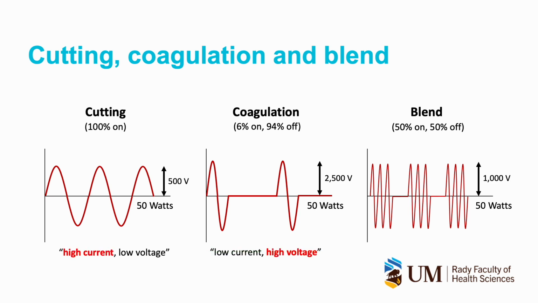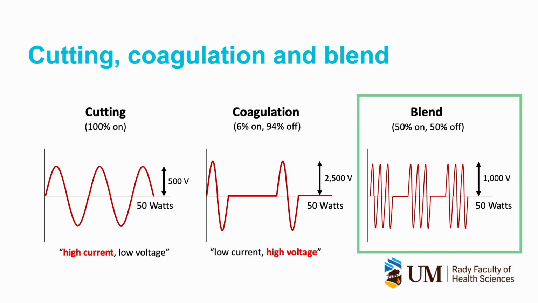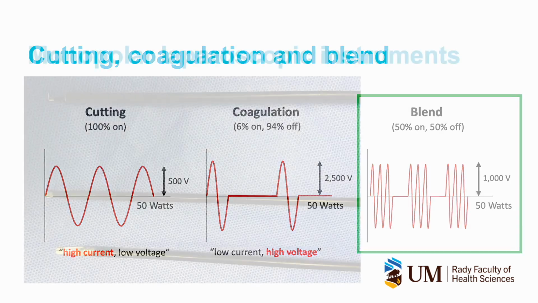So for the same power settings, commonly 30 watts and 30 watts, a cutting current is characterized by high current and low voltage, whereas a coagulation current is characterized by low current and high voltage. Due to these characteristics, cutting current can achieve precise cutting without significant dispersion, while coagulation current achieves exaggerated tissue heating and thermal spread. A blended current has a blended waveform where it is interrupted at different intervals, supplying a current that exhibits both cutting and coagulation properties.